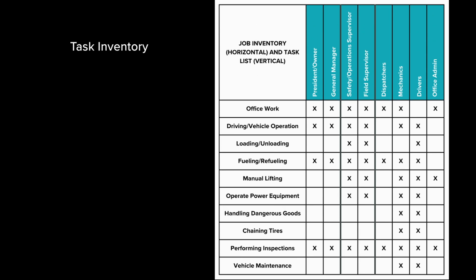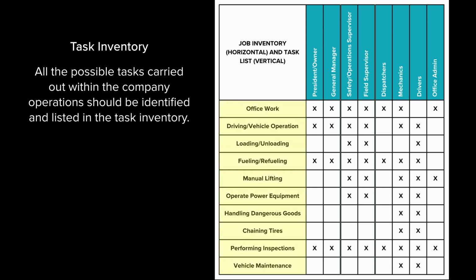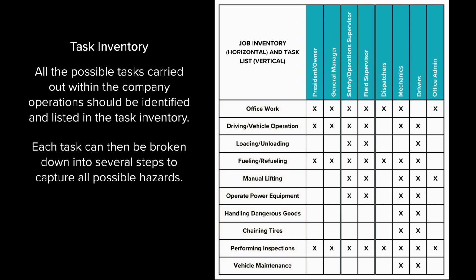The tasks that workers are doing in those positions may create possible health and safety hazards. All the possible tasks carried out within the company operation should be identified and listed in the task inventory. Each task can then be broken down into several steps to capture all possible hazards. It is important to realize that more than one position may perform the same or similar tasks as another position. That is why the hazard assessment process needs to include a comprehensive list of positions with a list of all possible tasks.